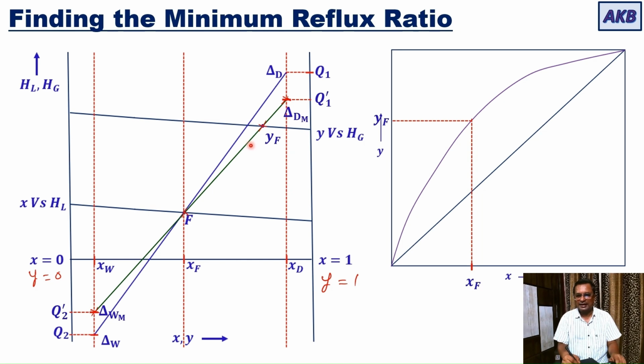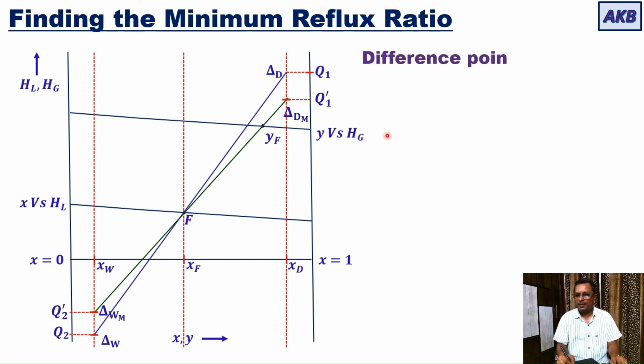So this is a tie line which we have obtained after decreasing the reflux ratio and reaching a situation where it is coinciding with the construction line. And when this happens, then you get this point. Now the tie line and construction line are coinciding with each other, and we are getting delta Dm and delta Wm here.